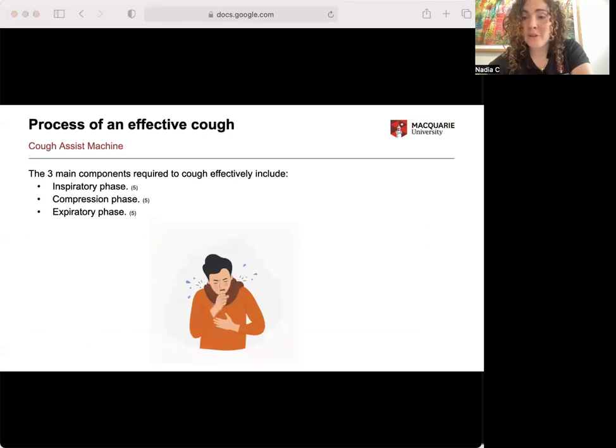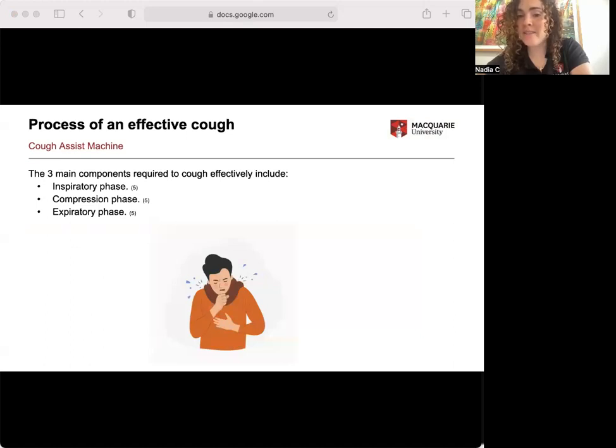Coughing can be divided into 3 phases. During the inspiratory phase, inhalation occurs, which helps you produce the volume necessary to effectively cough. Closure of the larynx combined with contraction of the muscles of the chest wall, diaphragm, and abdominal wall, resulting in a quick rise in the intrathoracic pressure, occurs during the compression phase.